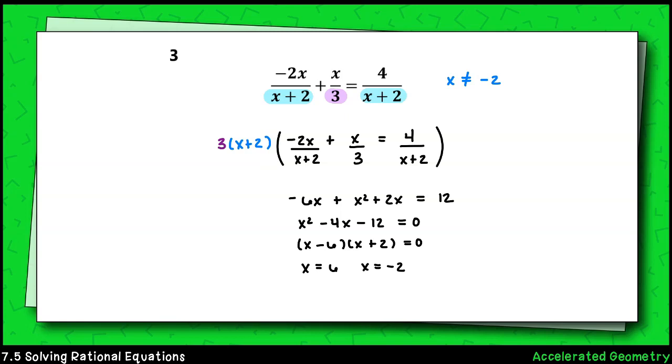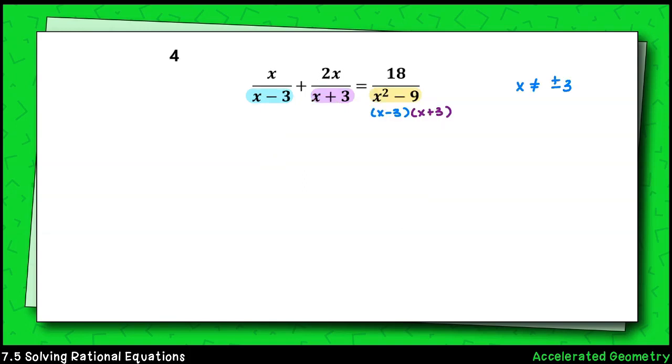Let's look back at our original equation. We see that x cannot be equal to -2, so we'll exclude that solution or classify it as extraneous. That means that we have one solution to this equation, which is x equals 6. Let's check out a fourth example.